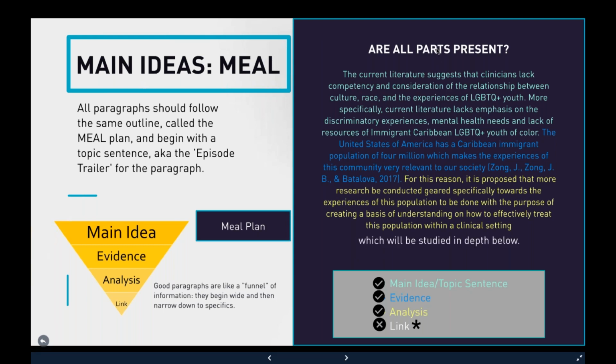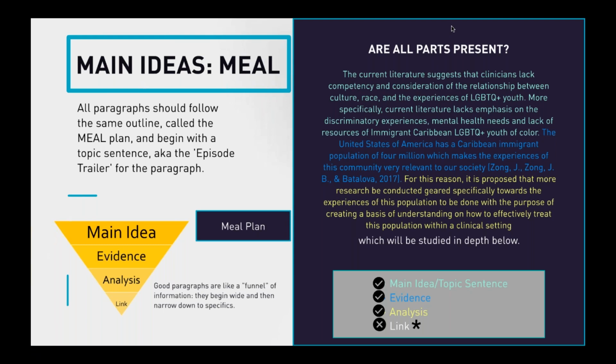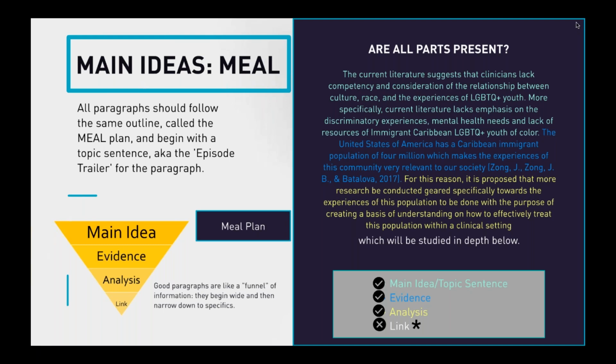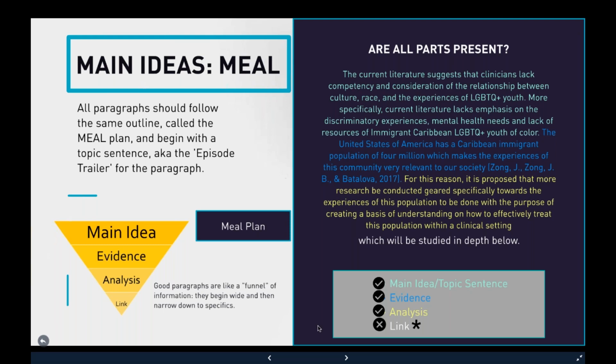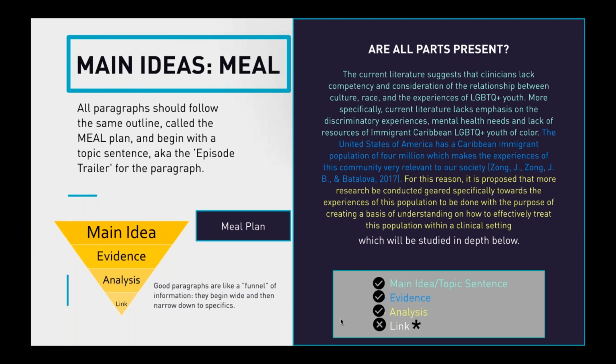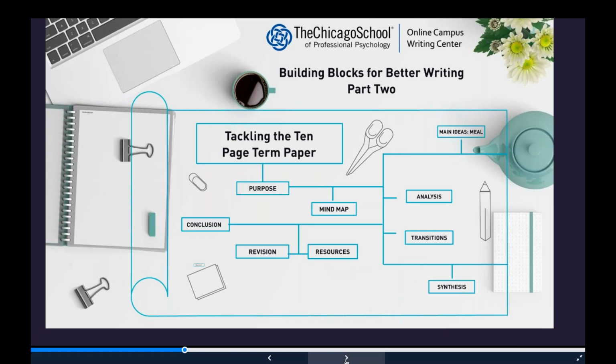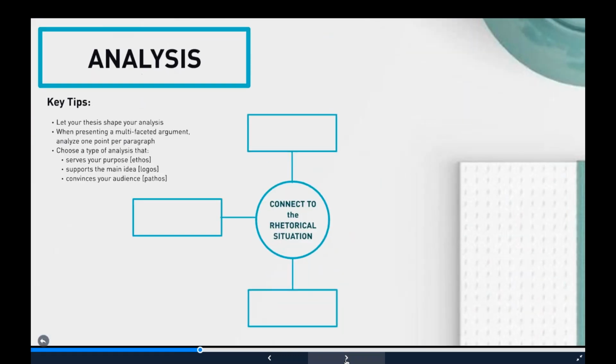Here I can add one, which will be studied in depth below. So you see how that's pretty simple. It's not a whole sentence even, it's just a clause. But by adding that, I'm explaining exactly how I'm going to proceed throughout this paper. If you meal plan like that for all of your paragraphs, you'll have an easy time performing analysis.